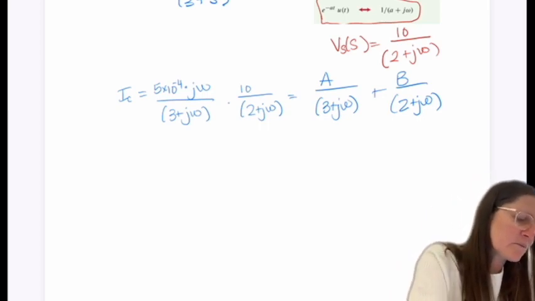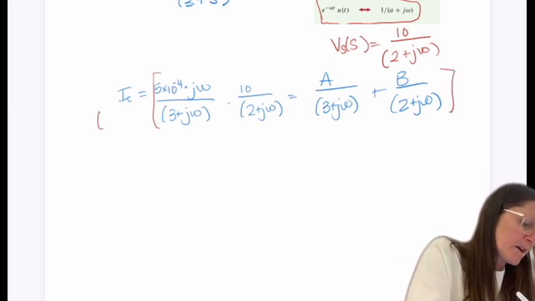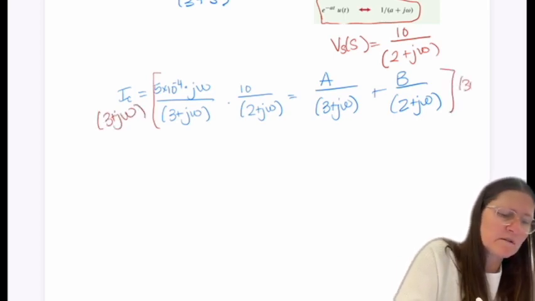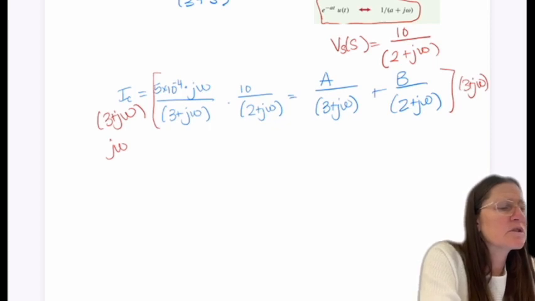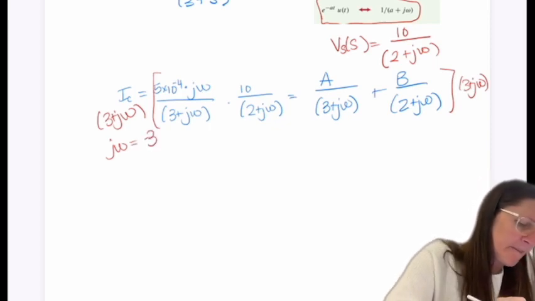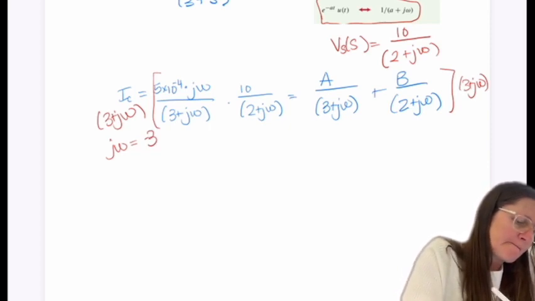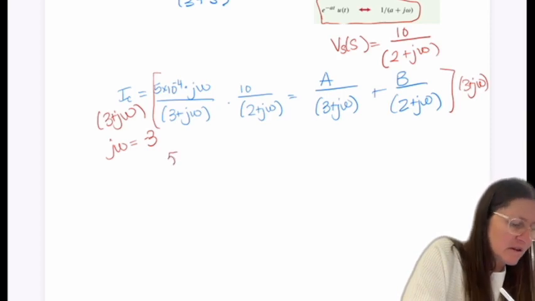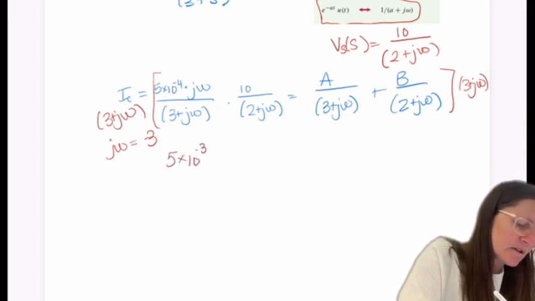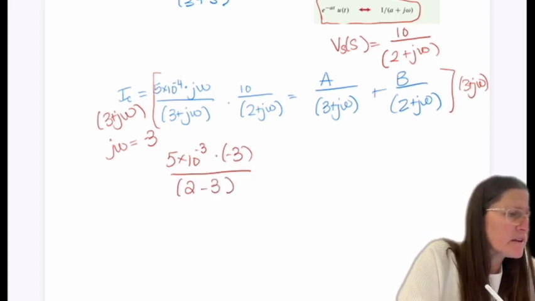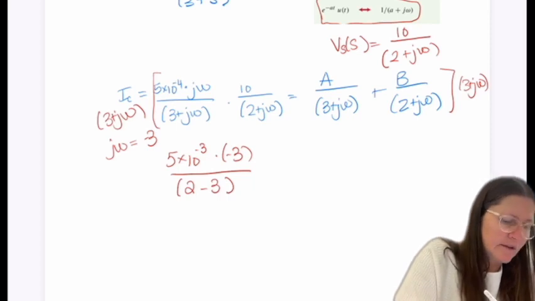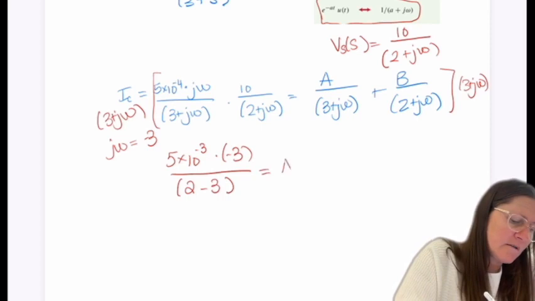And so we can multiply both sides by whichever one. I'm going to start with 3. And then we set j omega equal to minus 3. And so this becomes 5 times 10 to the minus 3 times minus 3 all over 2 minus 3. And so this ends up giving you the value for A, which is 15 times 10 to the minus 3.